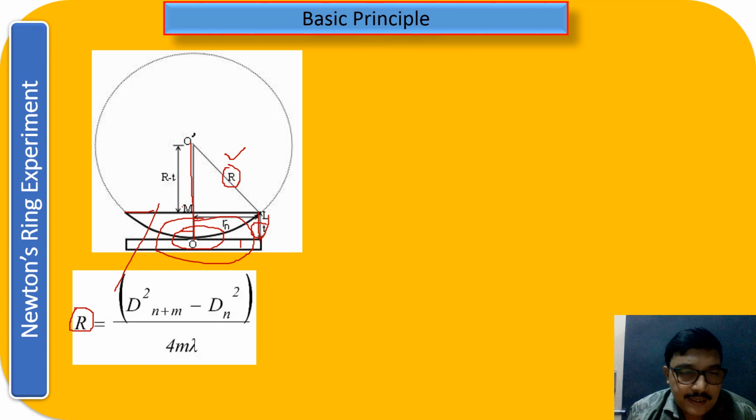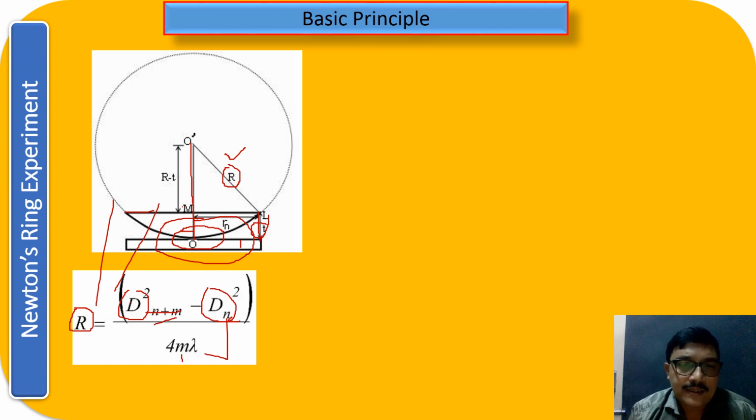So what is D here? D(n+m) is the diameter of the (n+m)th dark ring. Dn is the diameter of the nth dark ring. What is m here? m is the difference: (n+m) minus n gives you m. What is lambda here? Wavelength of the light source used, correct? So remember, to derive this relation, what is the condition used? The diameter of a dark ring is directly proportional to the square root of natural numbers.